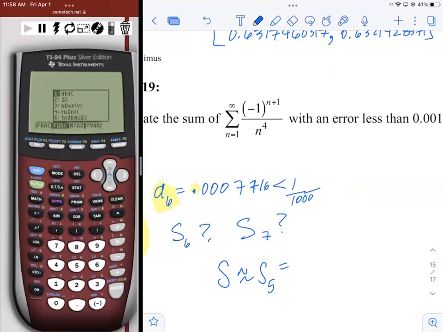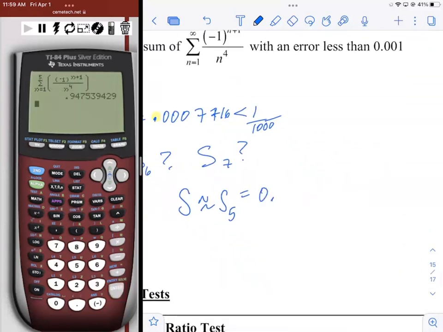Alpha window, number dose, from X, which is now N equals 1. And you're like, now it matches. I feel better. And then alpha Y equals (-1) to the N plus 1, all over N to the 4th. Look at it, it's N. It looks cool, right? 0.947539429. Okay, there you go. I can just type X for that.